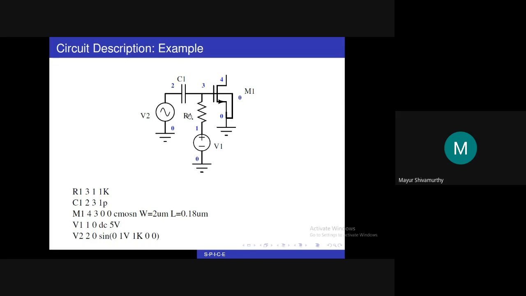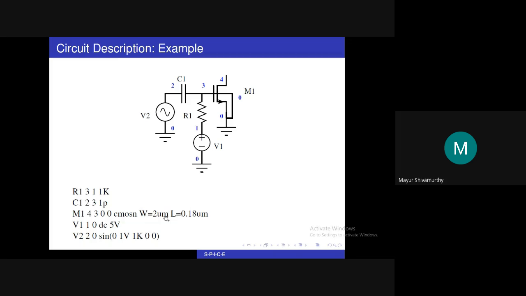So R1, that is resistor R1, is connected between node 3 and 1, whose value is 1 kilo ohm. There is a capacitor C1, which is connected between node 2 and 3, whose value is 1 pico. M1, there is a MOSFET M1. As I told, the convention is drain, gate, source, and substrate. Then what is this? Let us see. This is basically a model file name, that is CMOS N, and that is a model that we'll discuss later. So CMOS N is the model file name, and these are the typical dimensions of the MOSFET.